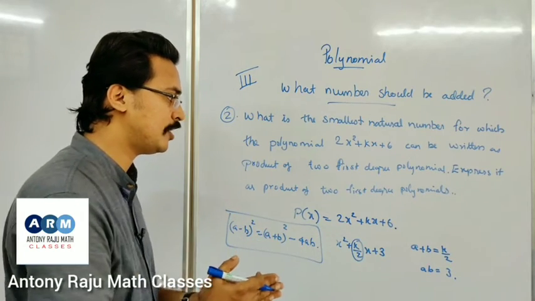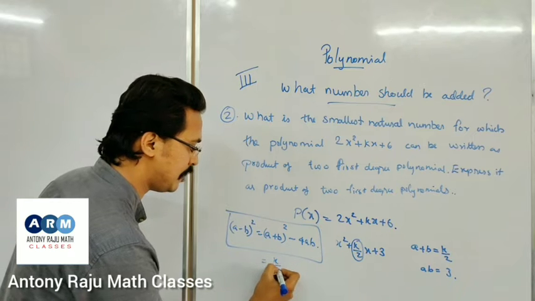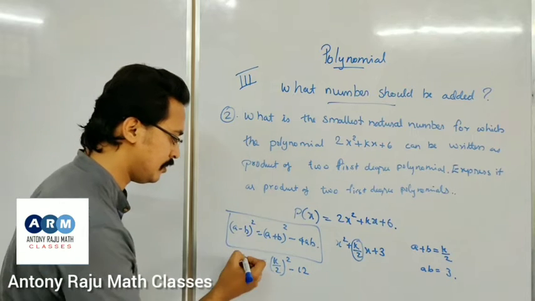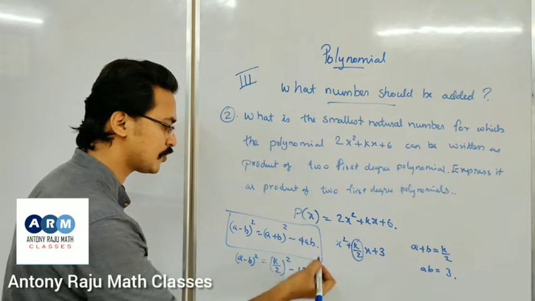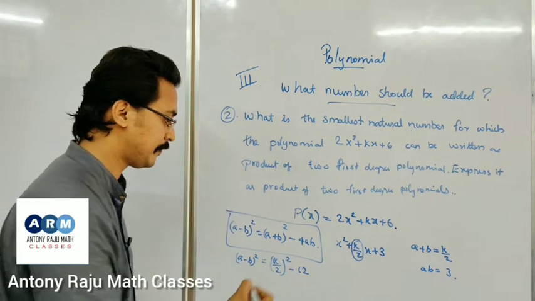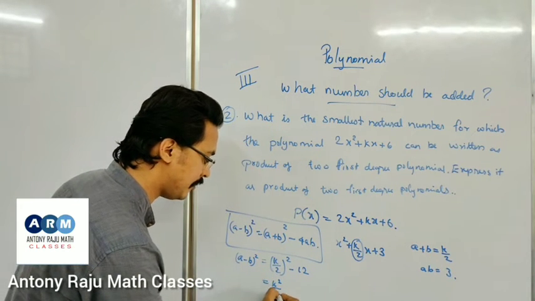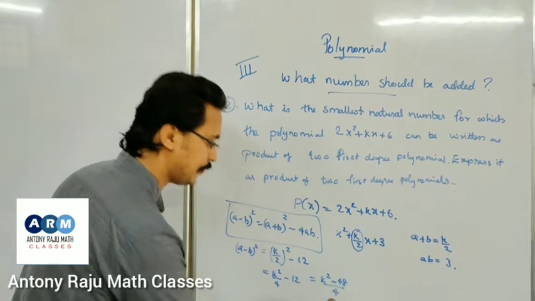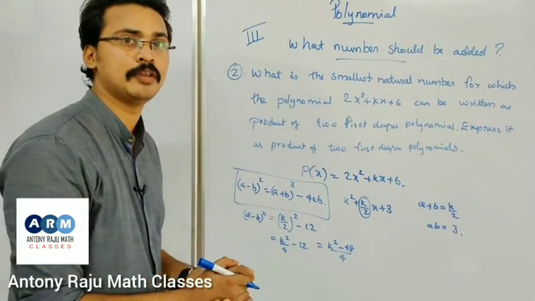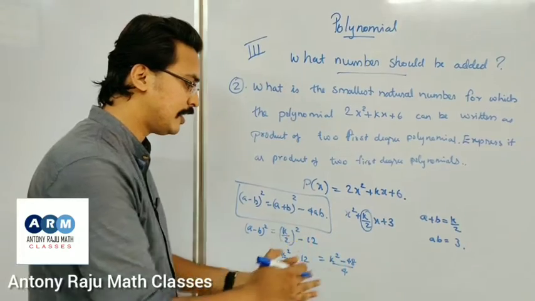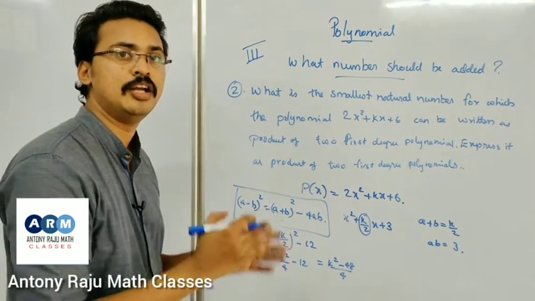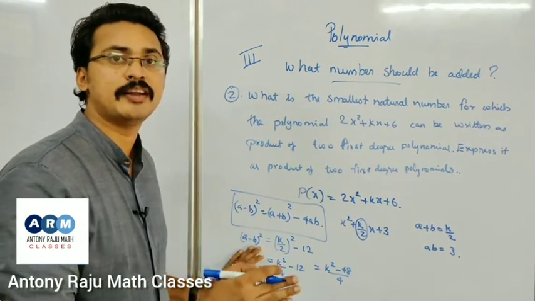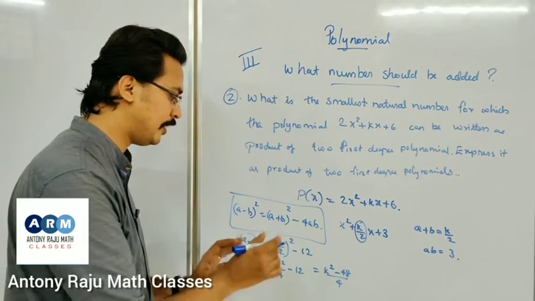Substituting values, we get k by 2 whole square minus 4 into 3, that is 12. So a minus b whole square is k by 2 whole square minus 12, that is k square by 4 minus 12, which is k square minus 48 by 4. A minus b whole square cannot be negative.